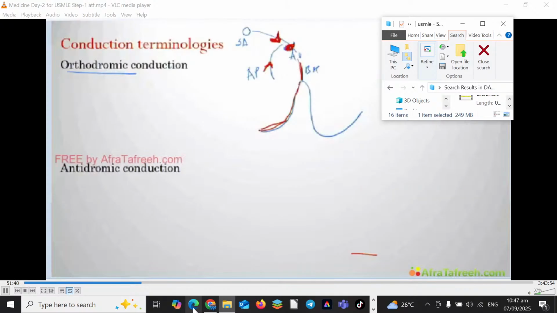Sotalol is a class 3 inhibitor and that's why it is used. Sotalol has both class 2 and class 3 properties. It's because of its class 3 properties, that is potassium channel blockage, that it can be used. Is it clear?